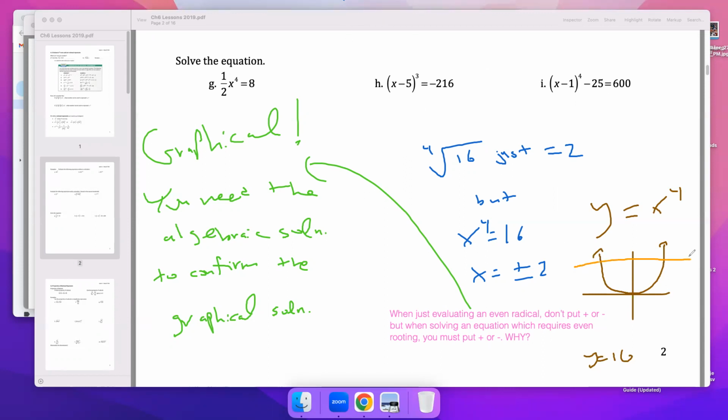If I graph that, how many times does it touch the brown curve? And where would they touch? At what x values? 2 and -2, exactly. That's why you have to give 2 answers when you solve. When you solve this equation, I have to give 2 answers because graphically it has 2 points of intersection. The points of intersection are the solutions.